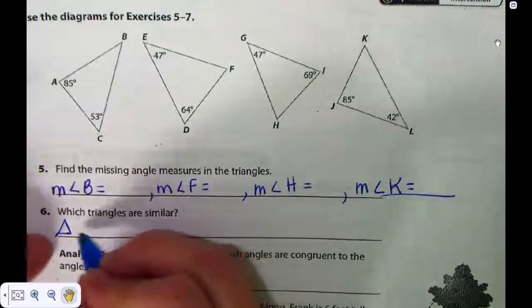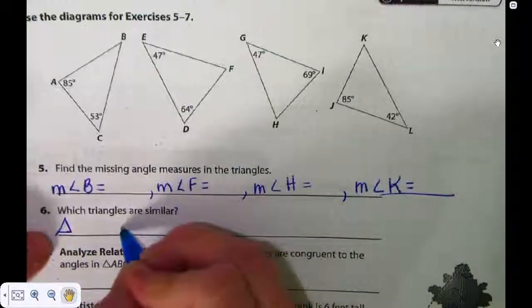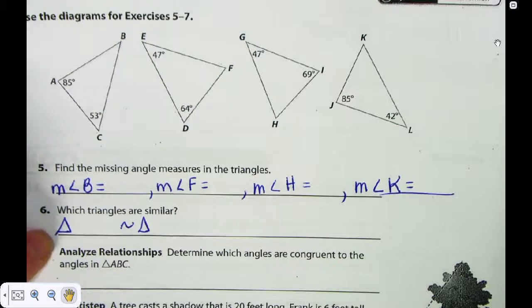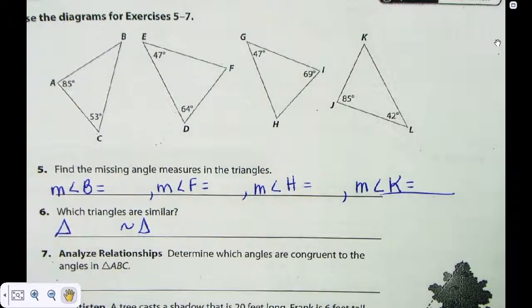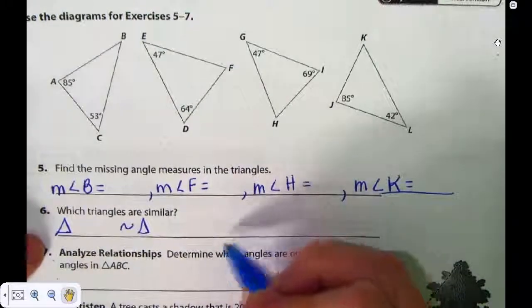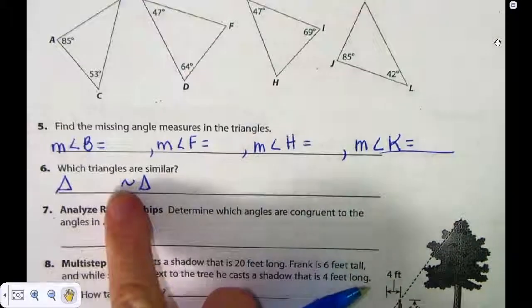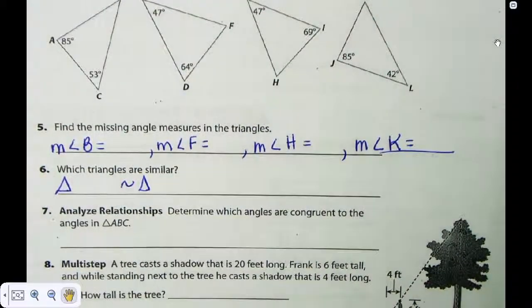So you're going to tell me this one triangle is similar to which triangle? And there might be another pair. I don't know. If there is, you put a comma and then you write the other ones. That's a similar symbol. I know there's at least two similar though.